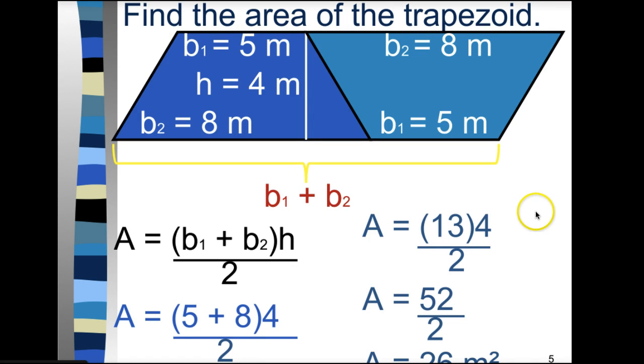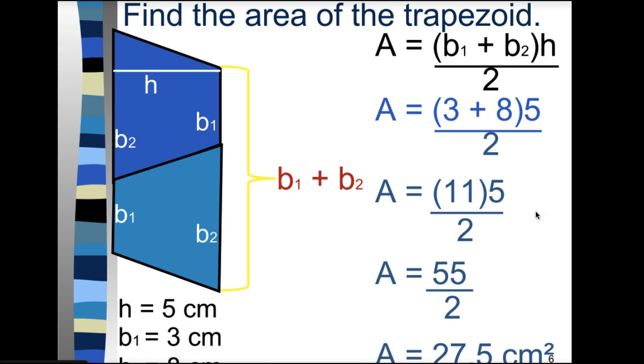Alright, so back to trapezoids. If we were looking at another trapezoid, so again, this is the trapezoid here. All together we have the parallelogram. But when we put it all together, we have base 1 and base 2. So we have 3 and 8. The height of it over here says the height is 5. So 3 plus 8 is 11, times 5 is 55, and then we divide it by 2, again, to get back down to one trapezoid.